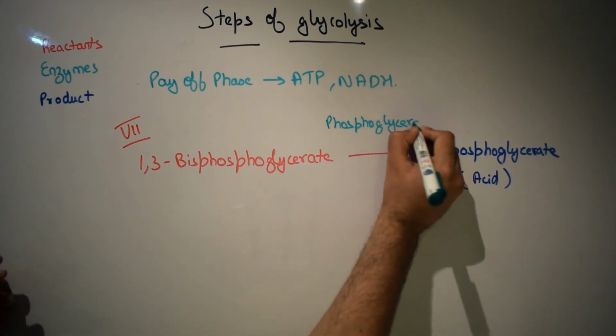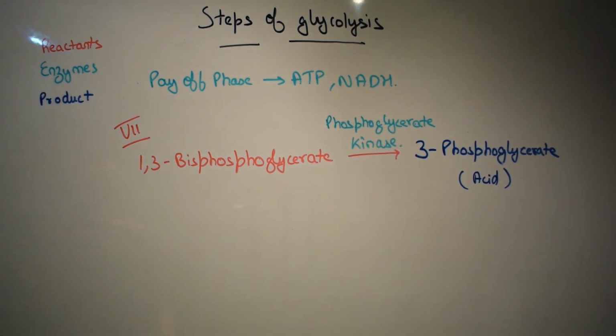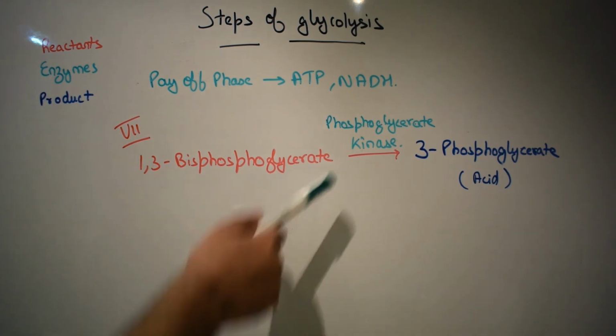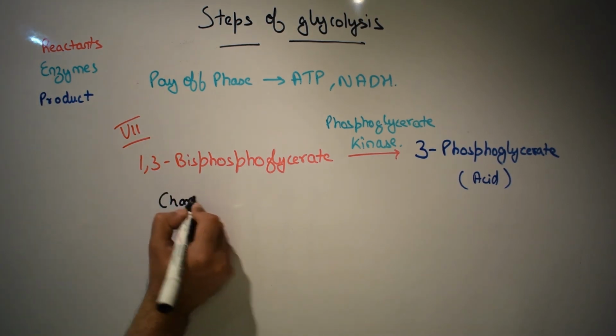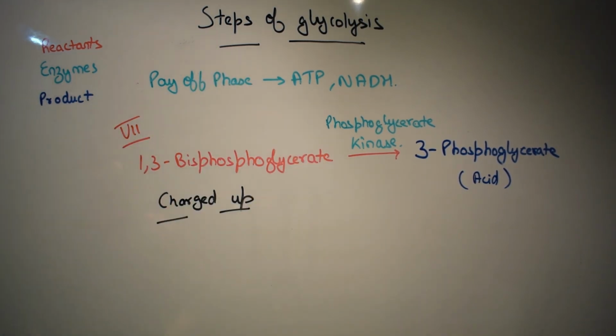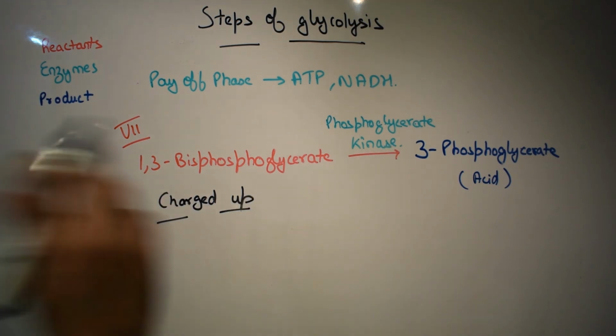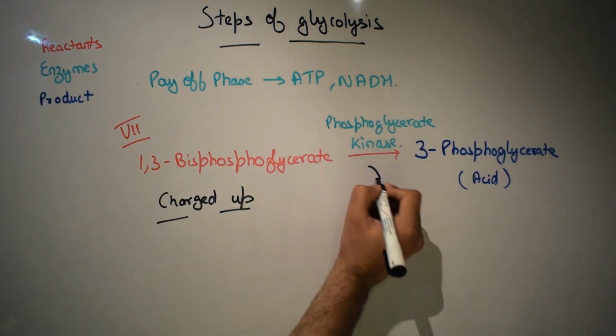Phosphoglycerate kinase. So here also the kinase enzyme comes, but here it doesn't require energy. Here the substrate is already charged up, as I have talked about in the last step. So when a kinase encounters a charged up substrate, it transfers its phosphate group to a lower energy product, that is the ADP. So here 3-phosphoglycerate is formed as a product, and the charged up 1,3-bisphosphoglycerate leads to the production of ATP.